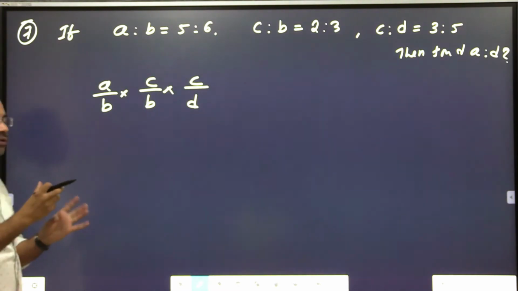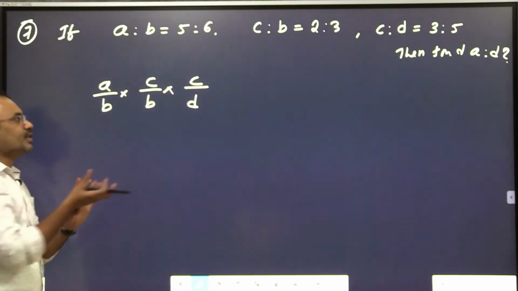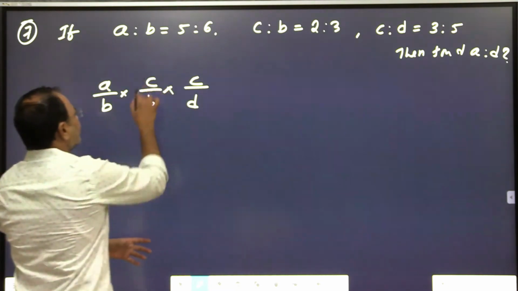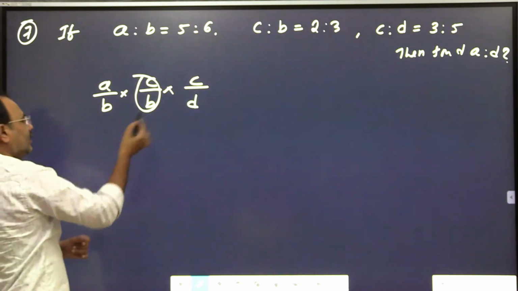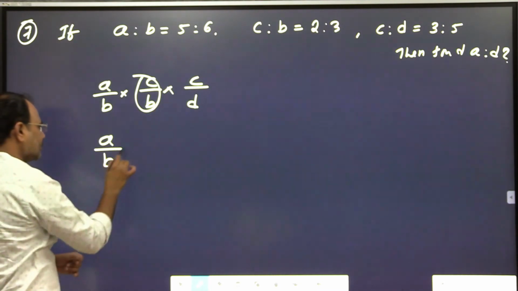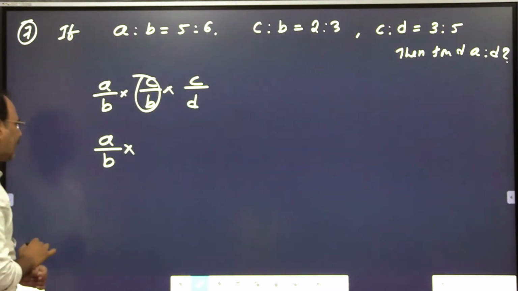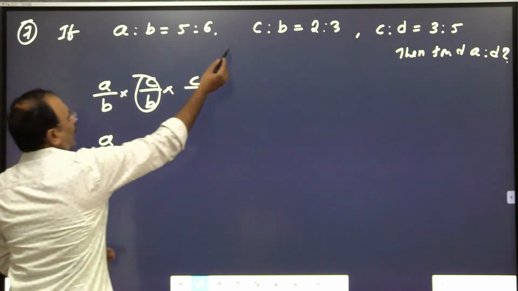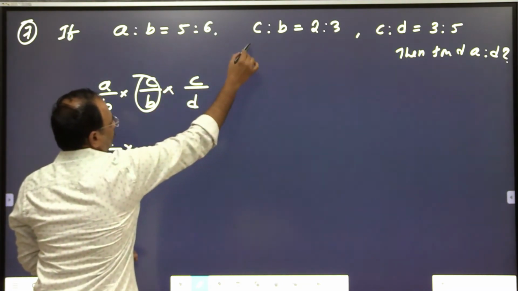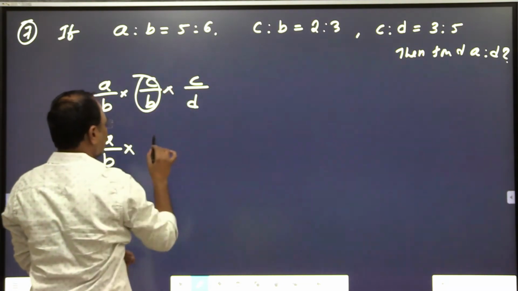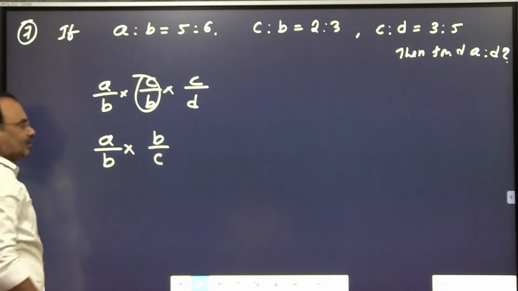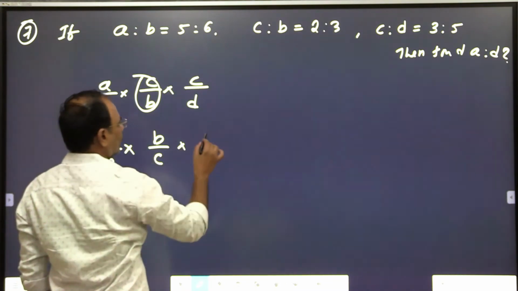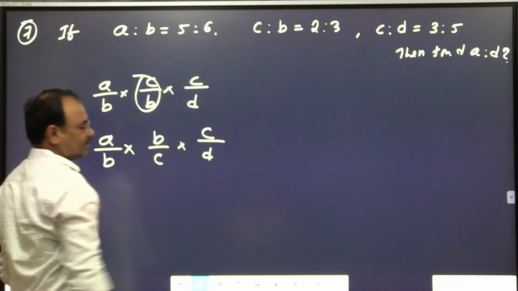You have to change one ratio. If you change C by B as B by C, it will cancel easily. So the first ratio is written the same, A by B. But here we have C is to B, so I change this C is to B as B by C. The last one is written again as it is, C by D.